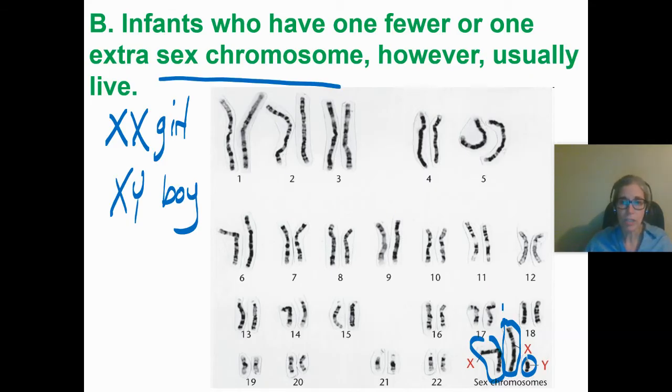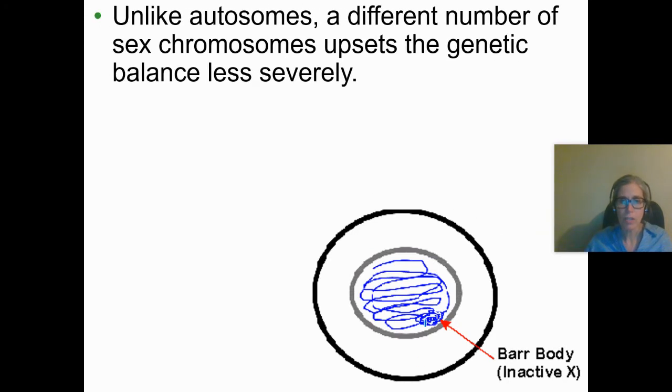And so the reason is in girls, one of the X chromosomes sort of condenses down and doesn't really get used much. It's called a bar body. And that way, girls and boys don't have a very big difference in the amount of their DNA that's actually available to be used. So this is called a bar body. It's an inactive X chromosome.